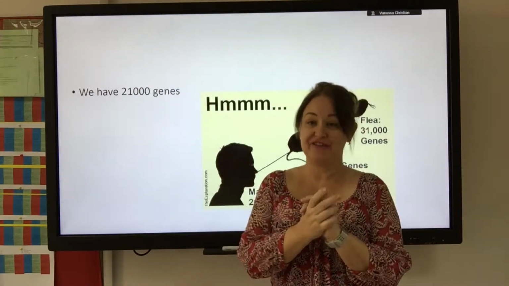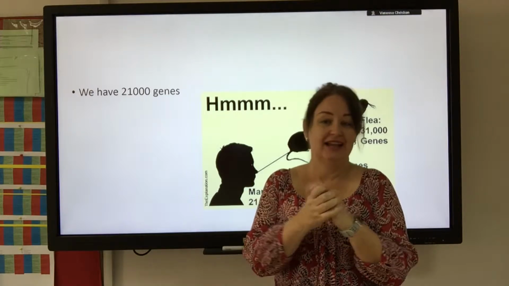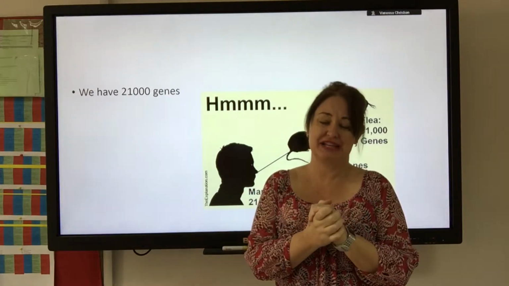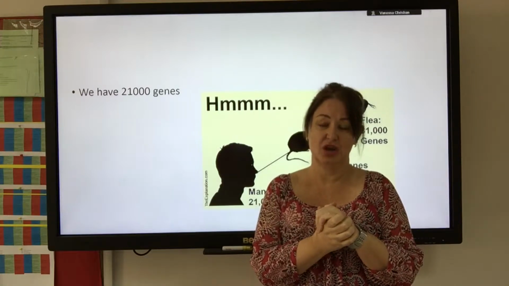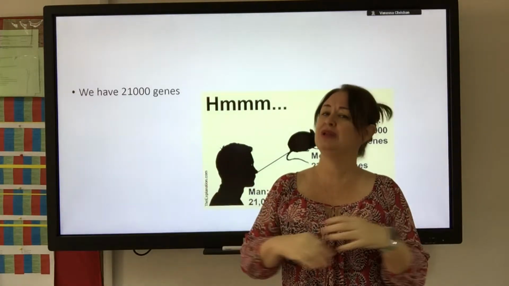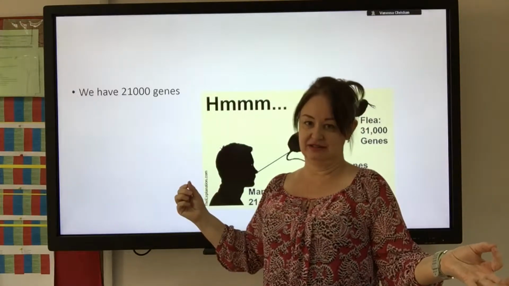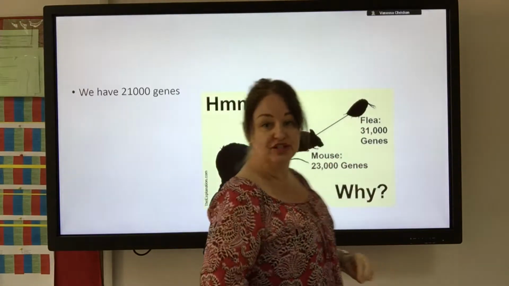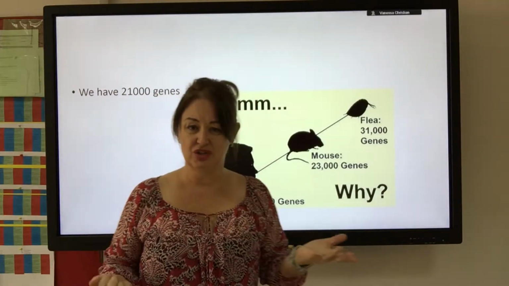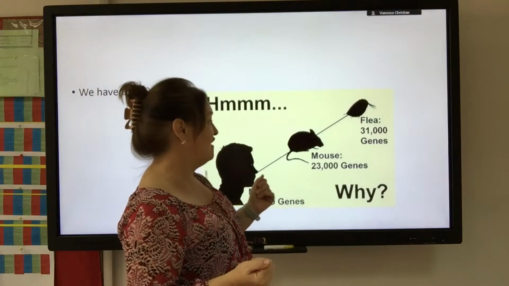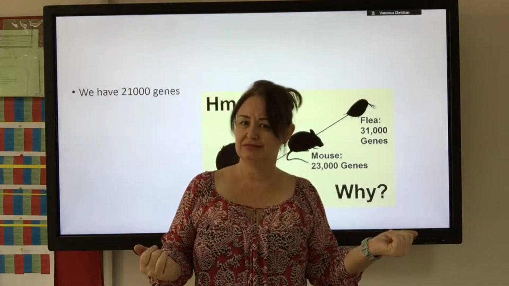Now, we have 21,000 genes. That's amazing, that's massive. That's like having a recipe book with 21,000 recipes. We must be so clever, we must be so top of the food chain, we are it. Well, until you begin to realise that actually a mouse has got 23,000, a flea has got 31,000. What's going on?